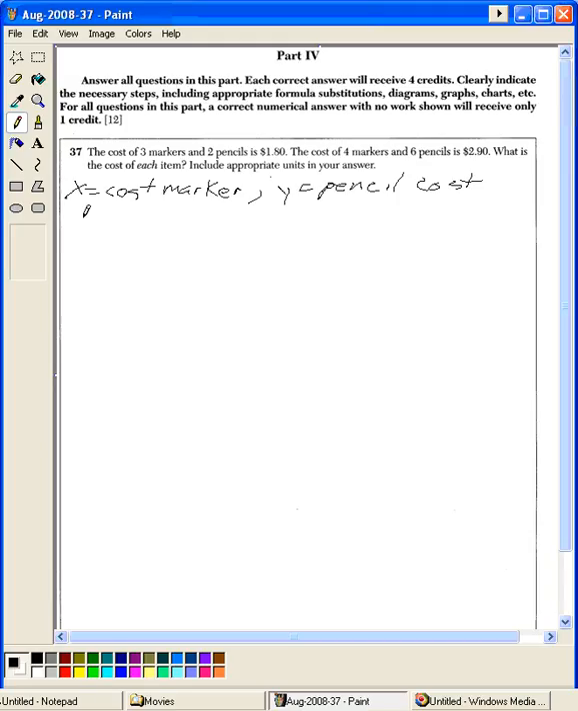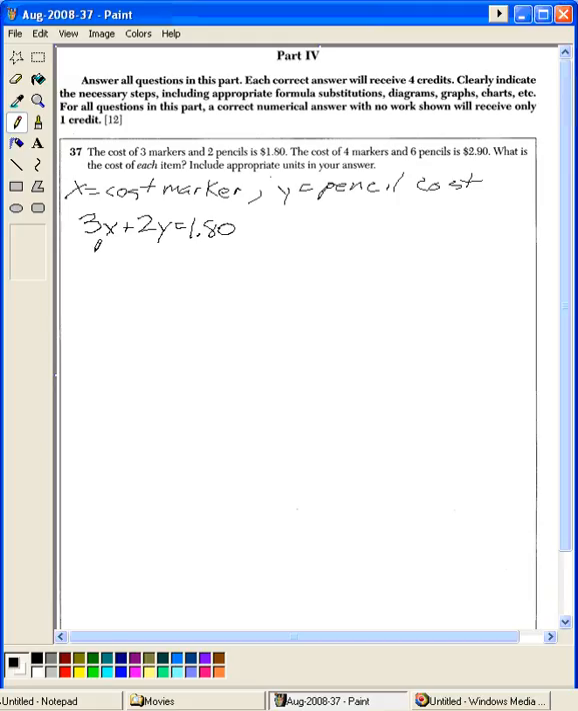That means we should be able to write 2 equations here. Let's see. What's the cost of all the markers in the first example? There's 3 markers and they each cost X. There's 2 pencils and they each cost Y. So if we add those 2 together, we should get, what's it say there? $1.80. Now that's one equation with 2 unknowns, and we can't solve that.